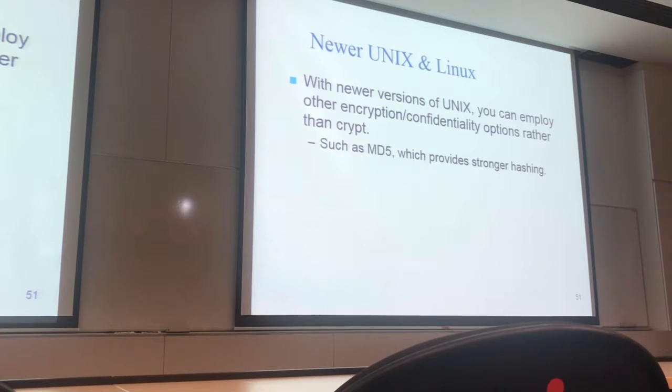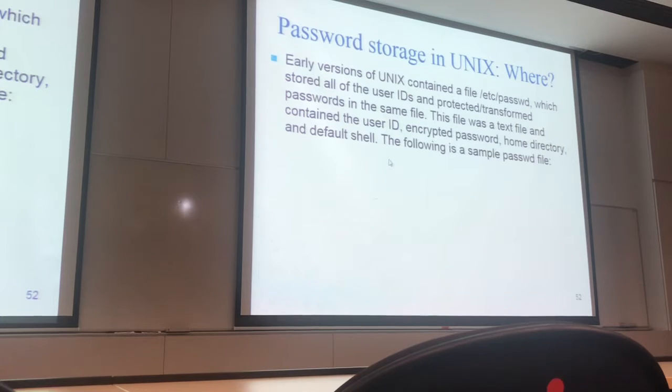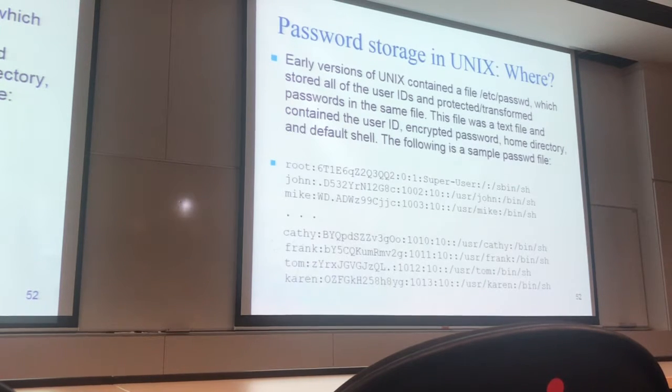And then for the newer versions of Unix and Linux, we can employ other hash functions like MD5 or SHA-1. They provide stronger hashing than crypt. And then you may ask, where is the hashed user password table stored? It depends on the version of Unix. In the old version, it's stored in the so-called password file. That means it stores the password table.